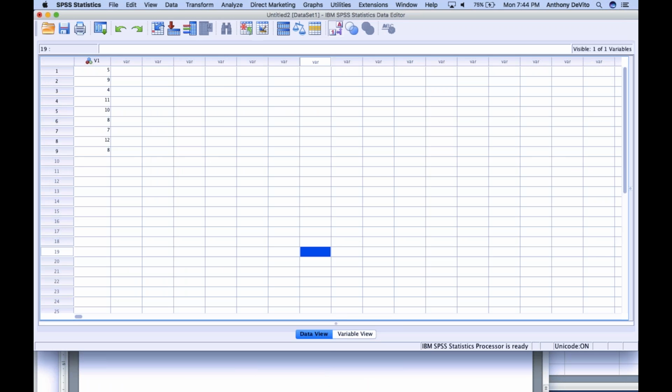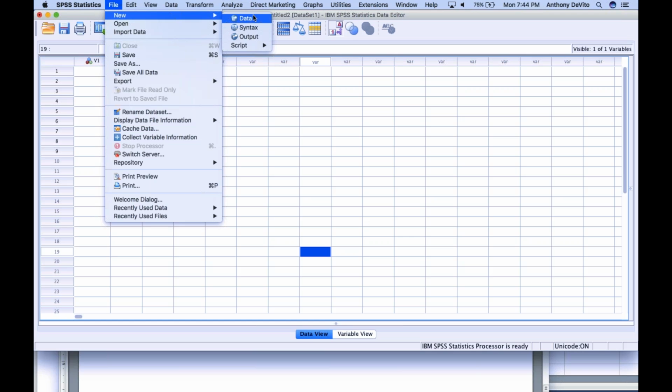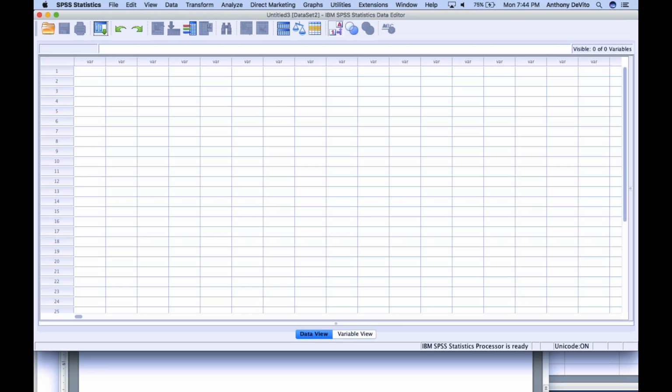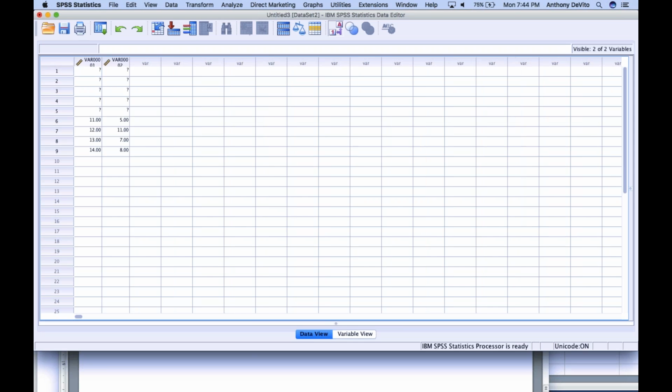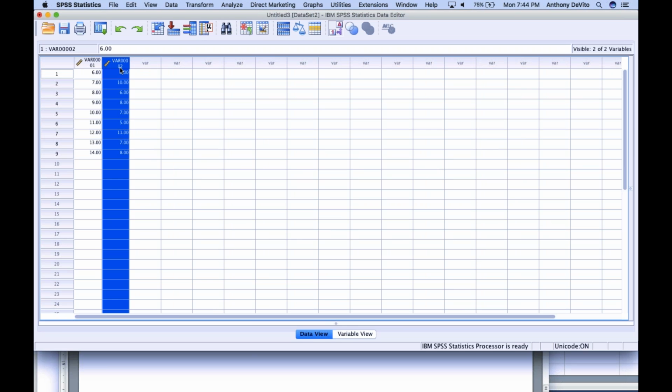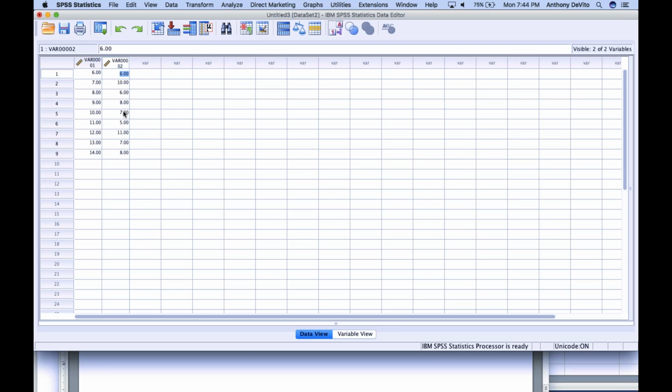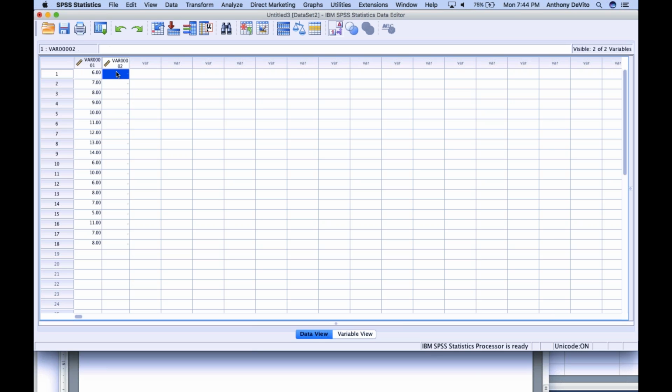I'm going to go into SPSS, and I'll make a new data file, and I'm going to paste this in here. Except I've got to copy these out of here. There we go. What am I doing here? I'm coding this so that the first 9 are males and the second 9 are females.